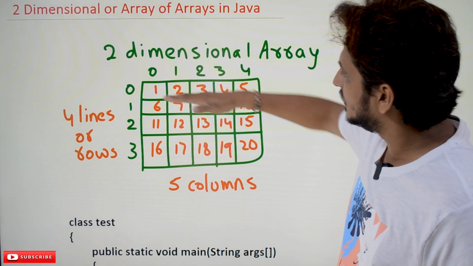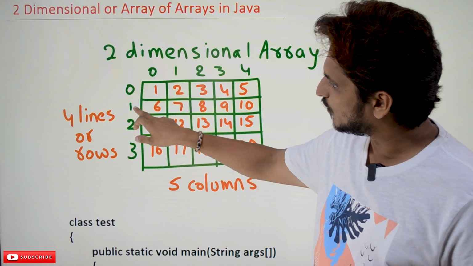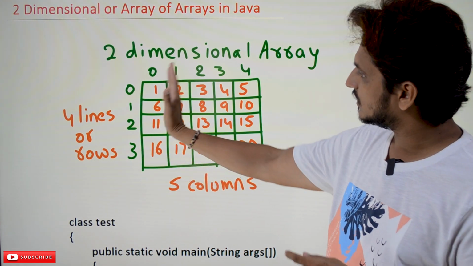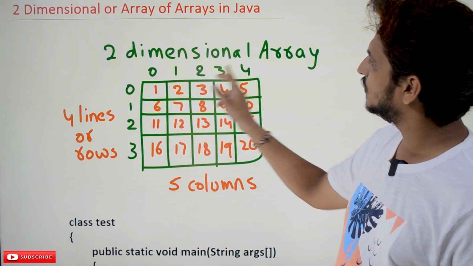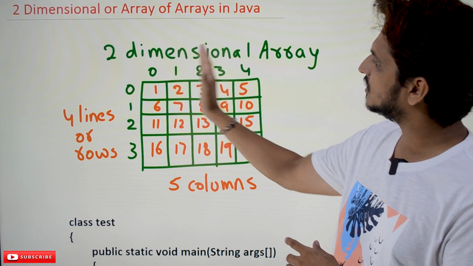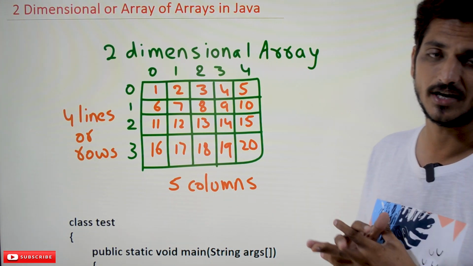Now, this we call rows. Our row index starts from 0: 0, 1, 2, 3. The fourth line means index 3. Our column index starts from 0: 0, 1, 2, 3, 4, because 5 columns are there. 0th column, first column, second column, third column, fourth column. This is how indexing is allocated.